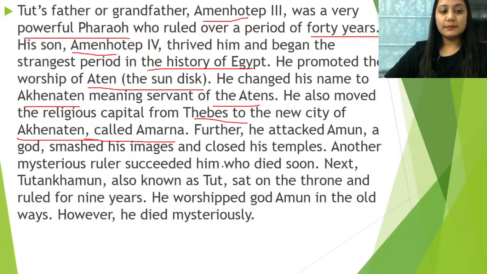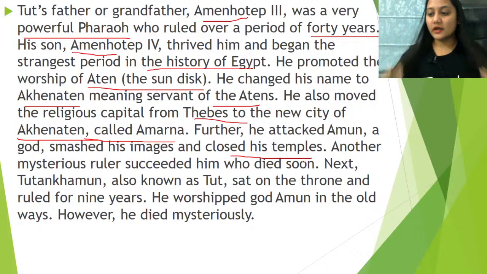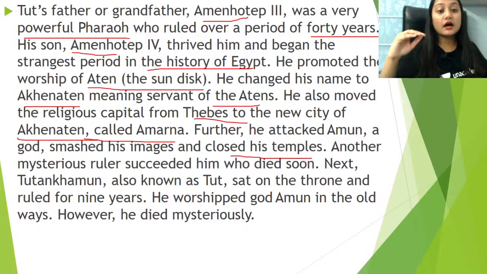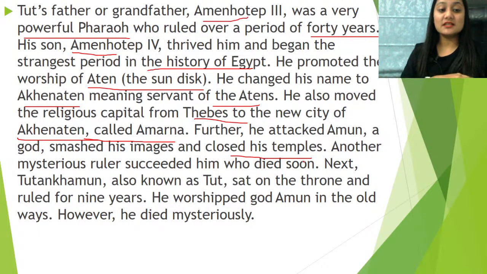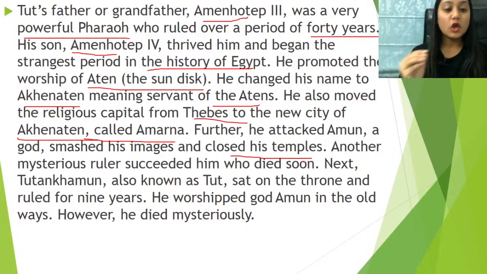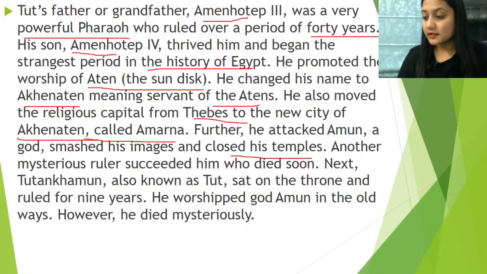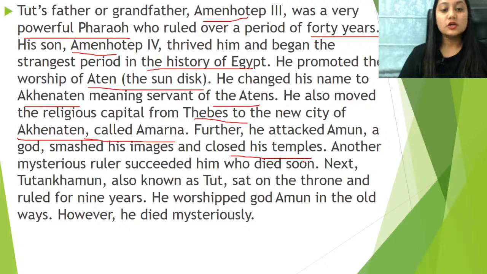Further, he attacked Amun, a god, smashed his images and closed his temples. So further, what did he do? He smashed away all the other idols, all the other images of the other gods.